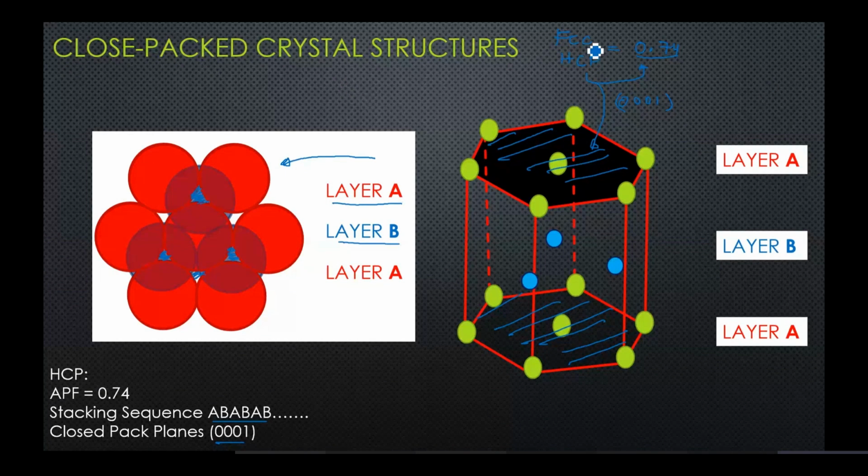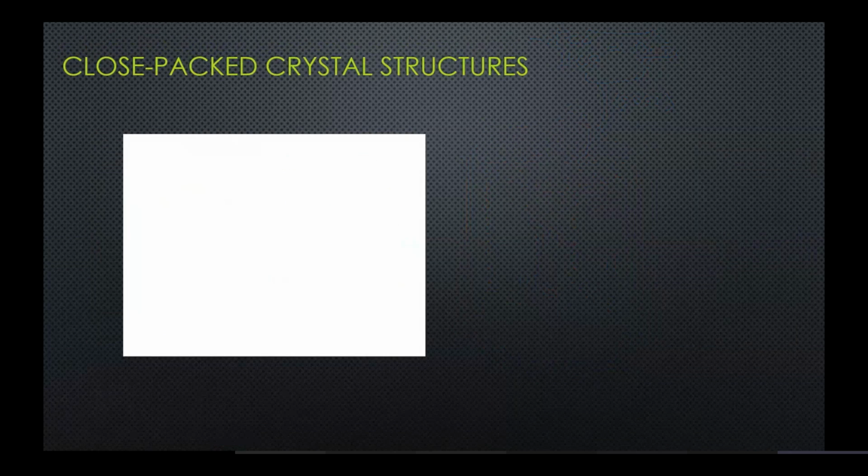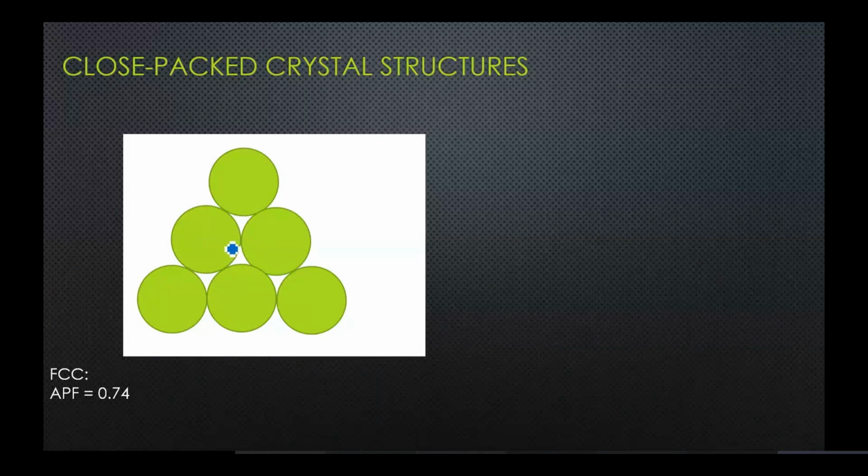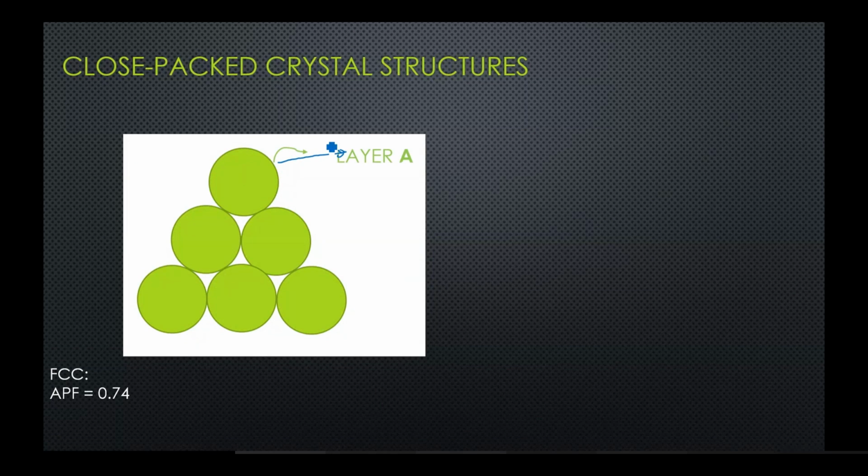Similarly, FCC has a similar atomic packing factor. So we need to understand what the stacking sequence in FCC is and which is the closest packed plane in FCC. So let's say in FCC, this is the bottom layer. This is the first layer, close packed atoms in a layer. Now, this is termed layer A.